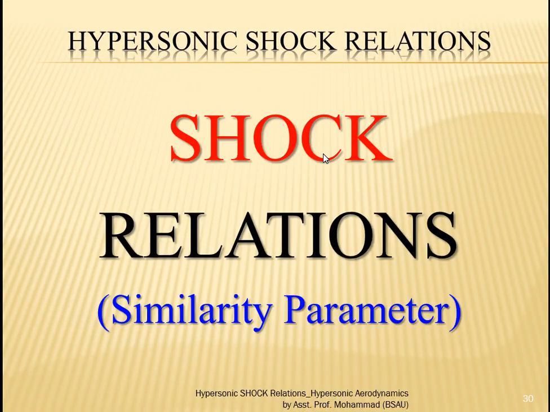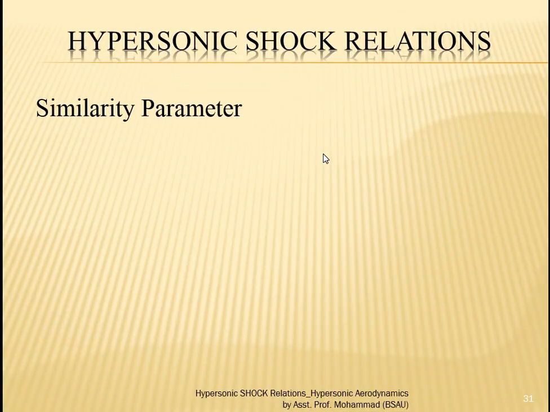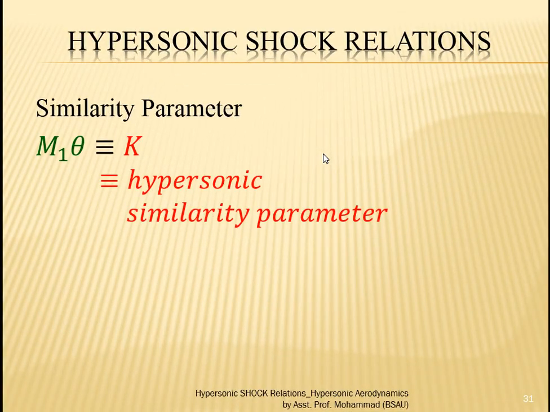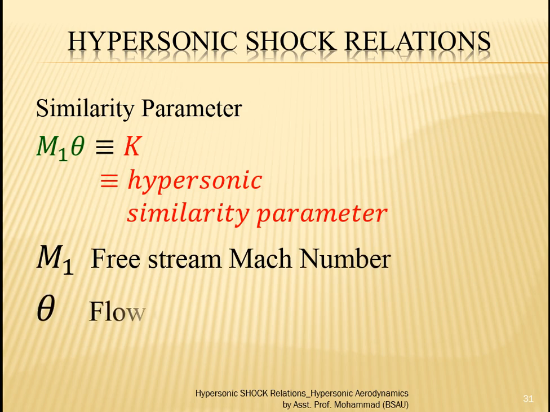Shock relations with the similarity parameter. Now we know the shock relations already. Shock relations can be derived with the help of the similarity parameter also. What is the similarity parameter? M1 theta, that we call the hypersonic similarity parameter. Now M1 is still that high for the high Mach number. M1 is the free stream Mach number, and theta is the flow deflection angle.